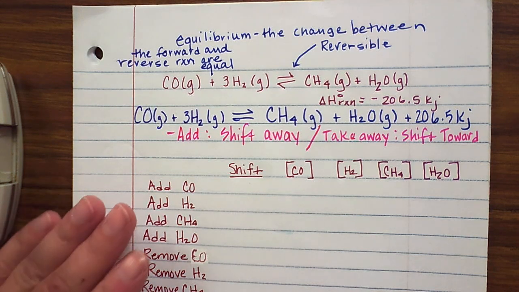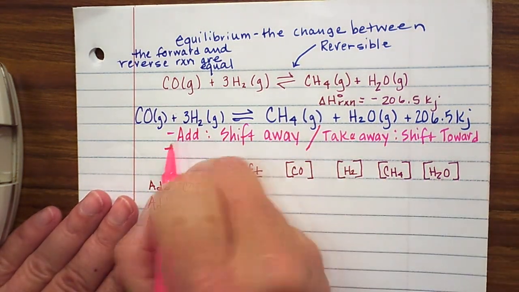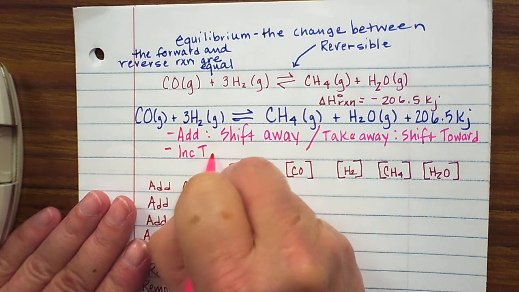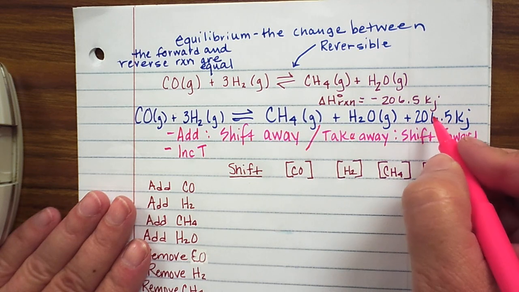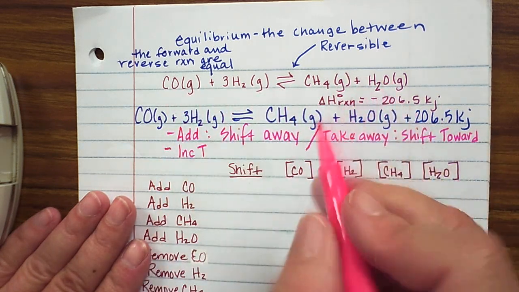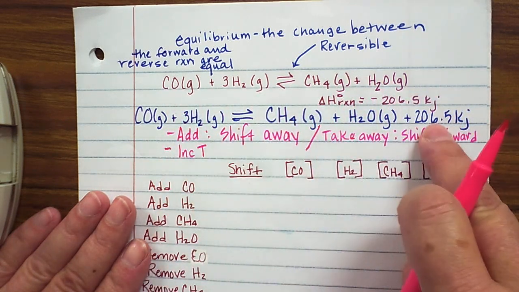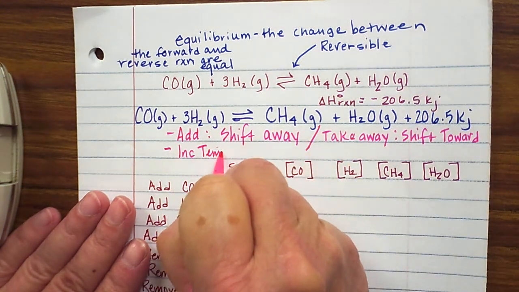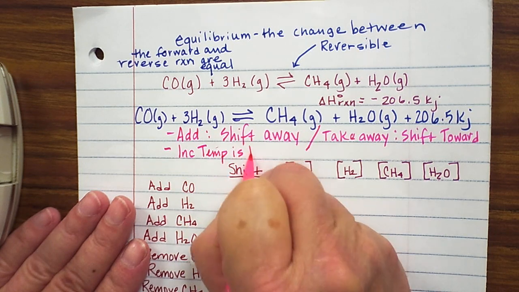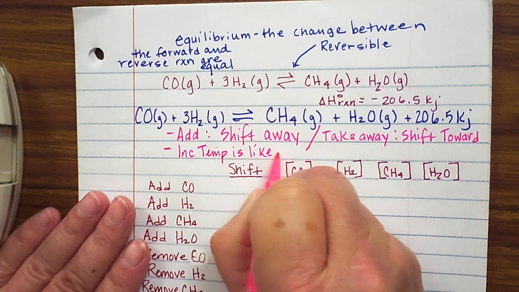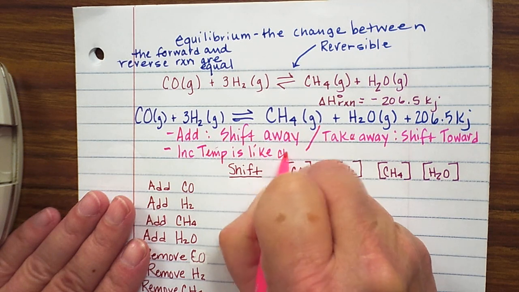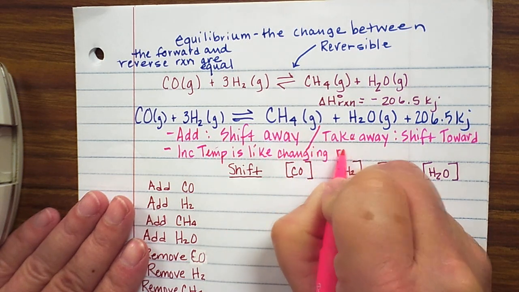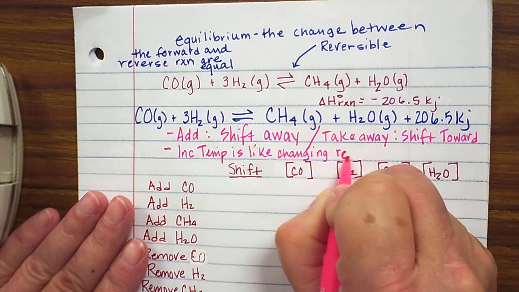The next thing is if we increase the temp, it is exactly like increasing one of the reactants or the product. So in this case, it would be like increasing a product. So increasing the temp is just like changing a reactant or a product.